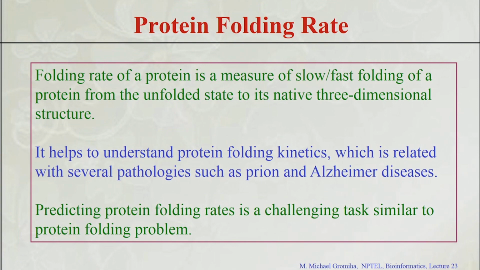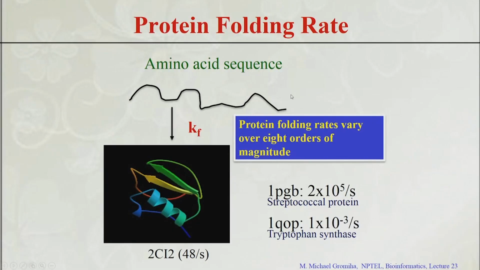What is the protein folding problem? Predicting the native conformation of a protein from its sequence is still a challenge. Folding rate is also important to see how a protein folds from the unfolded state to the folded state with respect to time. Here is an example: this is an amino acid sequence, and it takes time to fold into a specific 3D structure. These folding rates vary over 8 orders of magnitude. You can see proteins fold from microseconds to an hour.